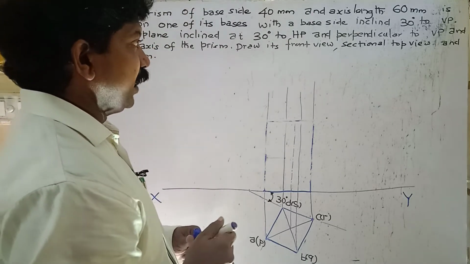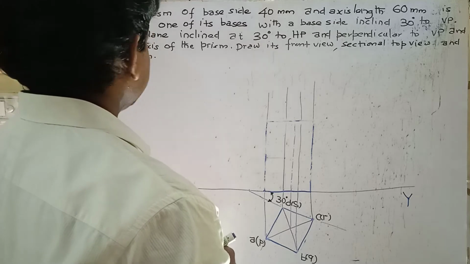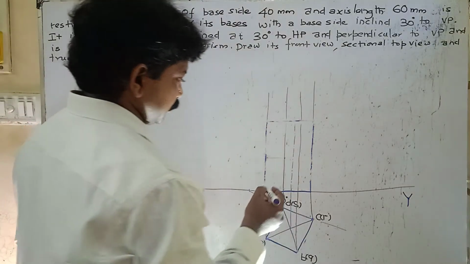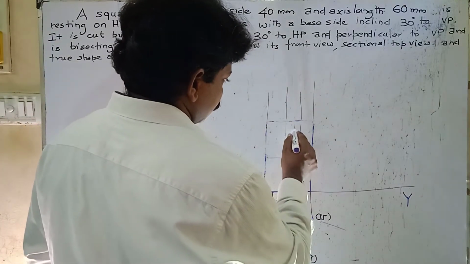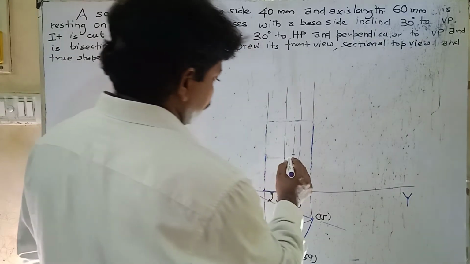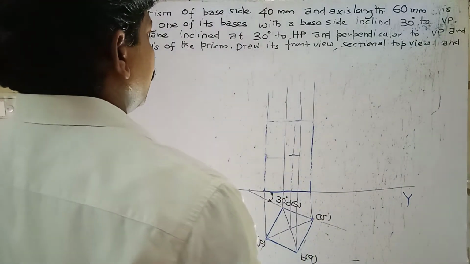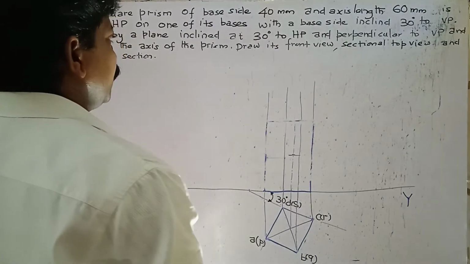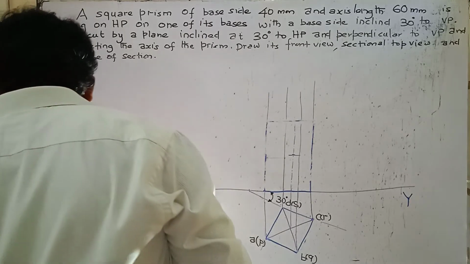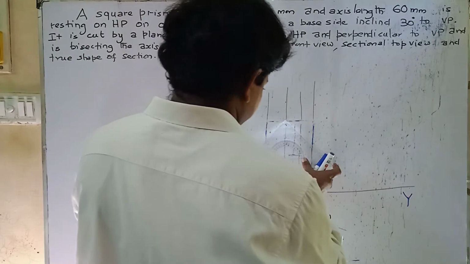Now the cutting plane passes through, bisecting the axis. So at the midpoint, 30 mm distance, mark a point and fix the protractor here. Draw a 30-degree inclined line. The protractor here, 30-degree inclined line. Draw a 30-degree inclined line.